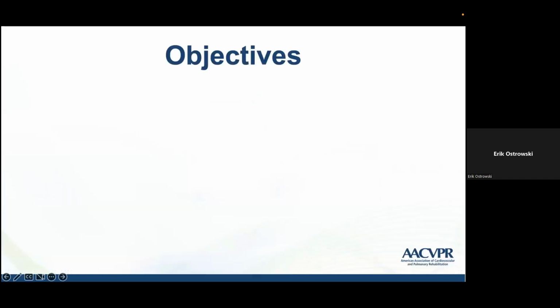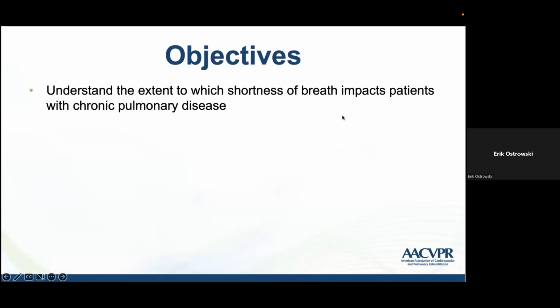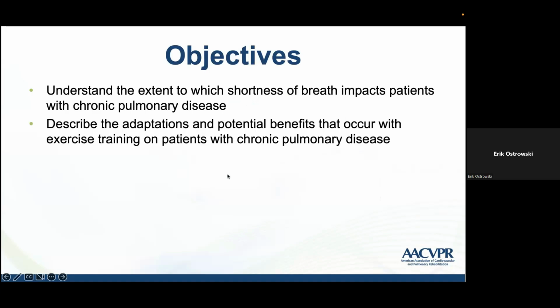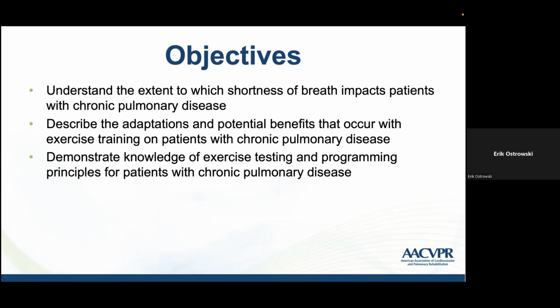So the objectives today, there are 4 of them. The first is for you to understand the extent to which shortness of breath impacts patients with chronic pulmonary disease. We certainly hope by the end of the module today, you are able to describe the adaptations and potential benefits that occur with exercise training on patients with chronic pulmonary disease.